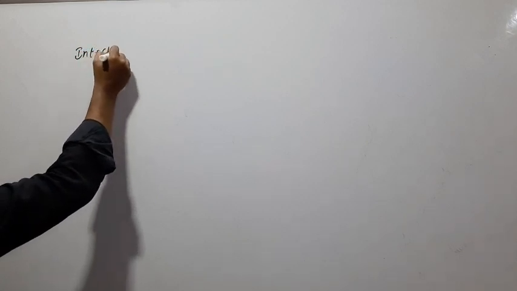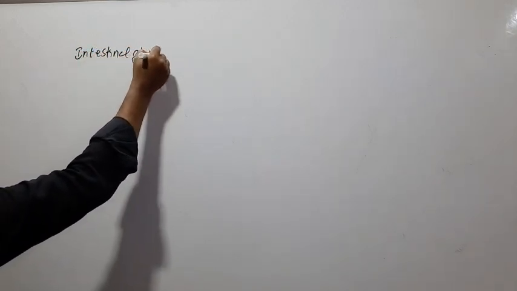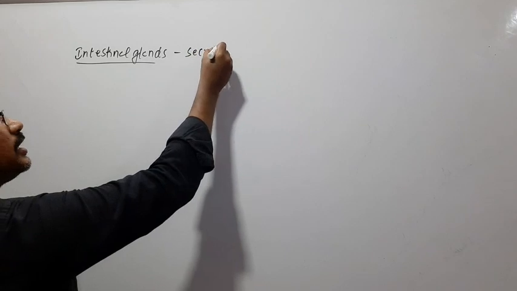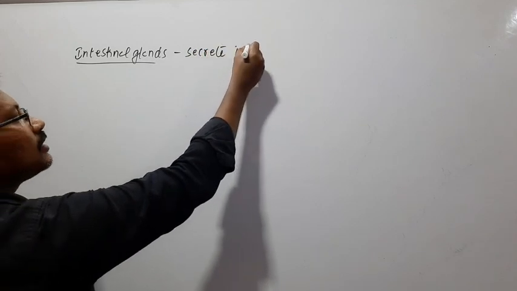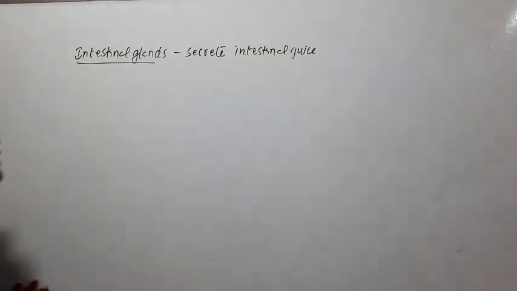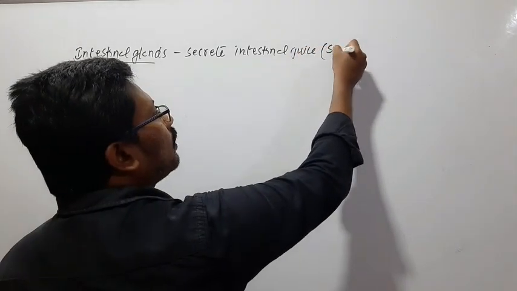The next one we'll see about is the intestinal glands. The intestinal glands secrete intestinal juice. So the intestinal juice is what we call the succus entericus, also called succus entericus.